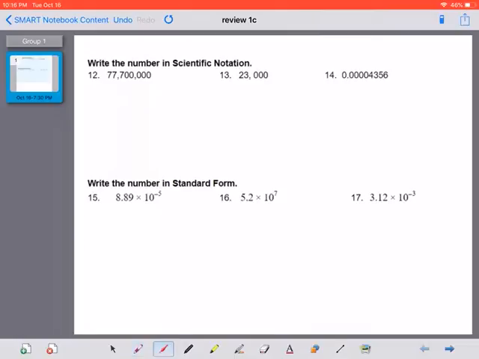Hello, today we are looking at retaking our Unit 1C test. Just part of it, this was the third part on scientific notation. So we are converting between scientific notation and standard form.